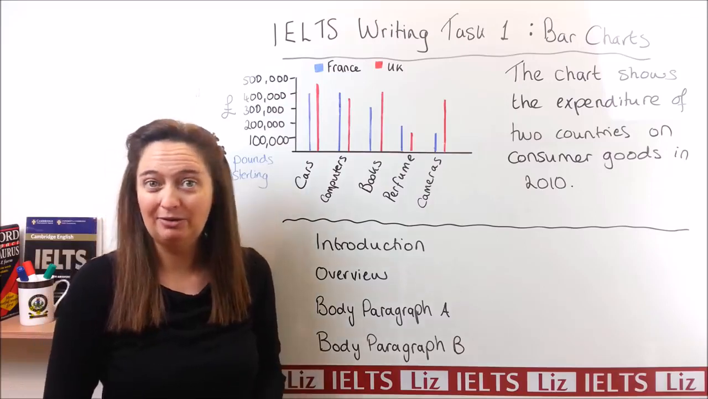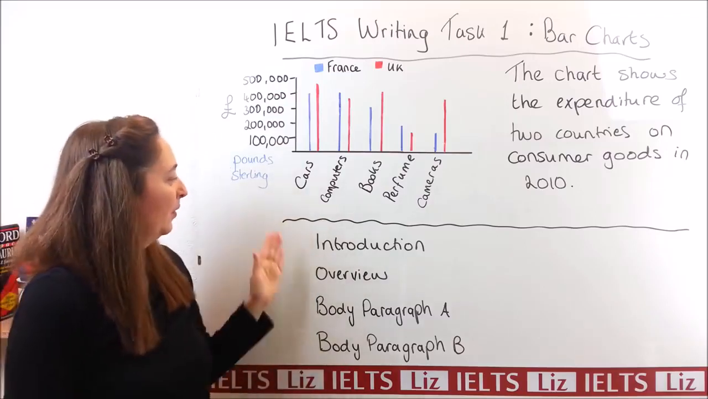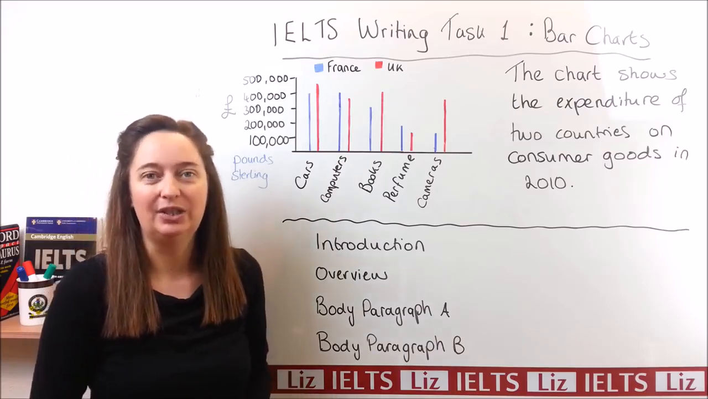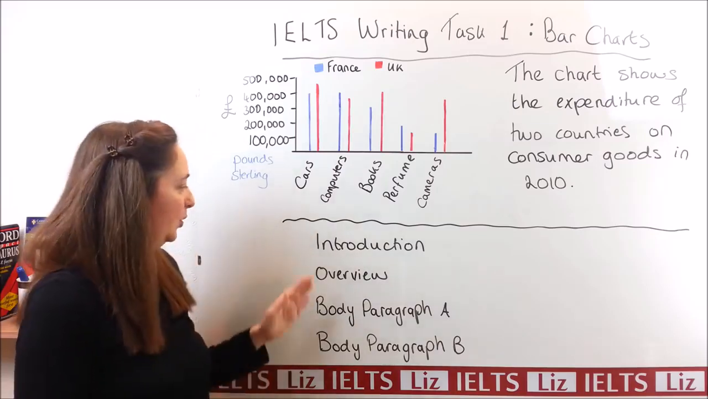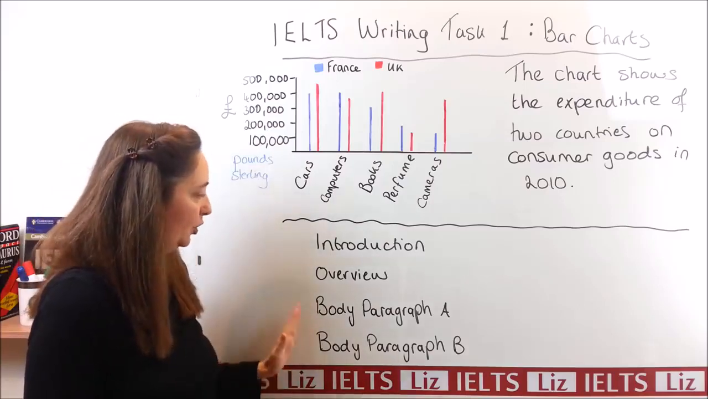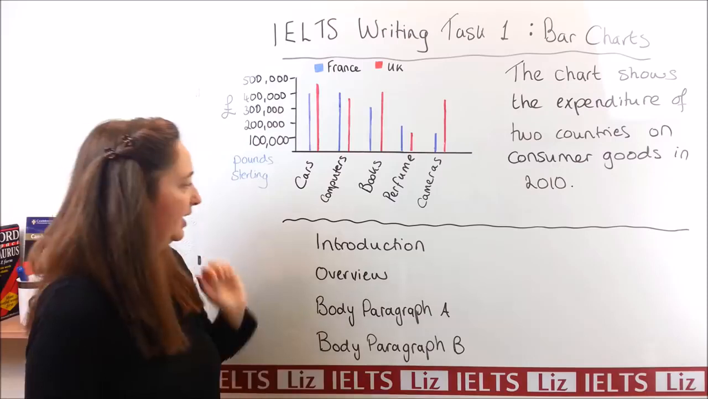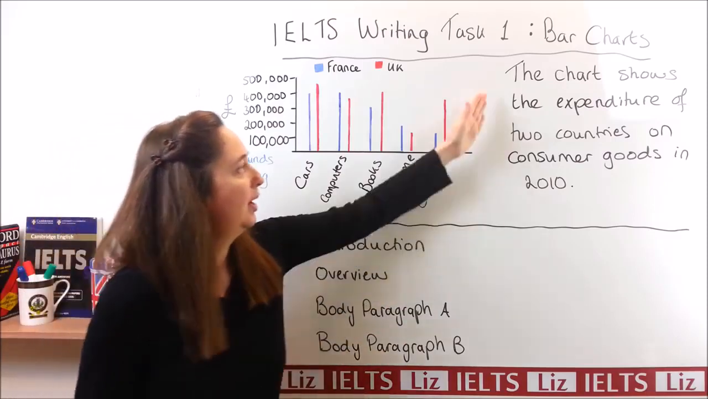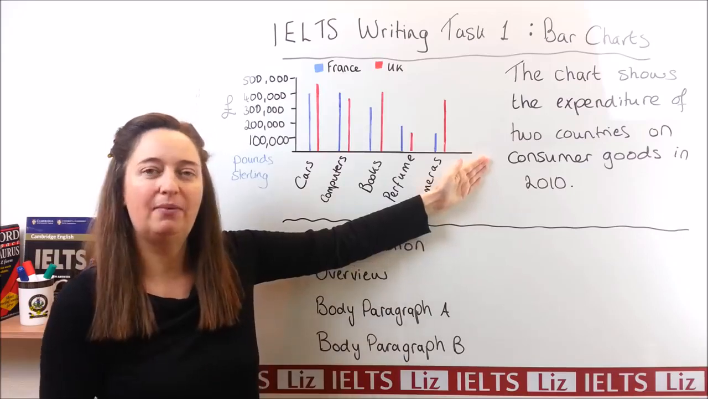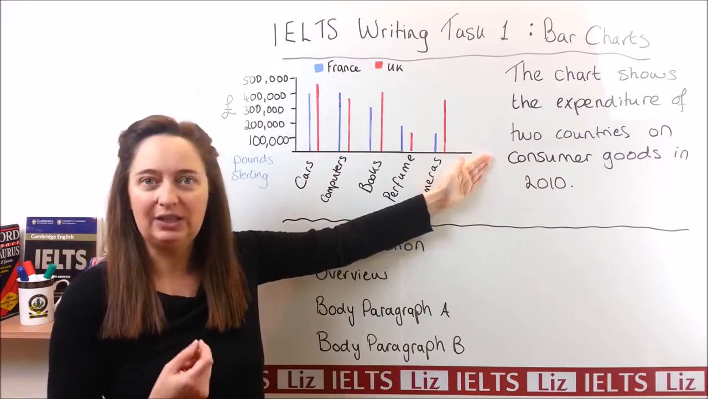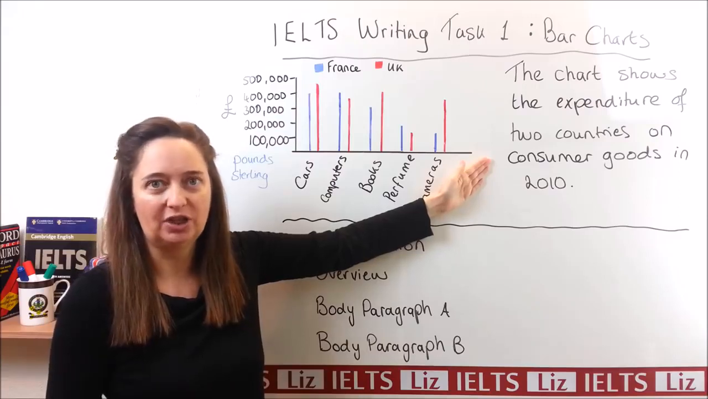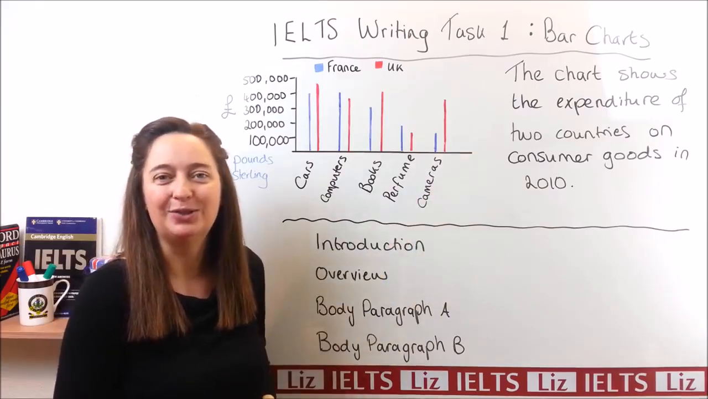Let's have a look at our paragraphs. The first paragraph that you will need to write is your introduction. Then you will have something called an overview. After that, you've got 2 body paragraphs. For the introduction, we need to paraphrase this statement here. So the information that IELTS gives you, we need to write it again in our own words for the introduction. Let me show you how to do that now.